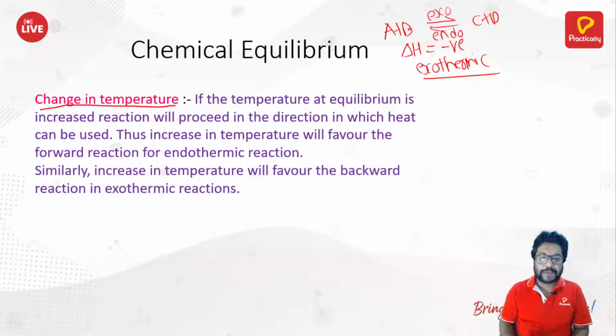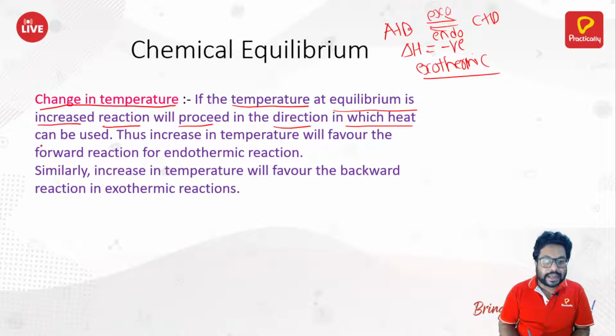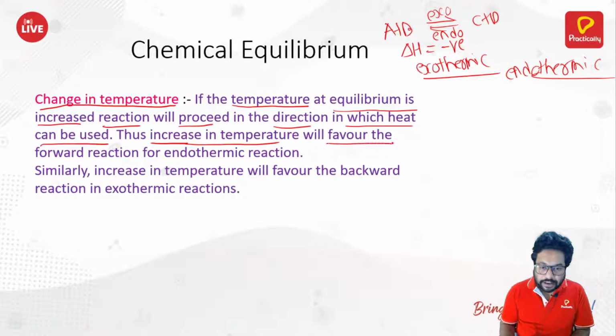And that is why if the temperature at equilibrium is increased, the reaction will proceed in the direction in which heat can be used. And heat can be used only in an endothermic way, right? Thus, an increase in temperature will favor the forward reaction for an endothermic reaction.